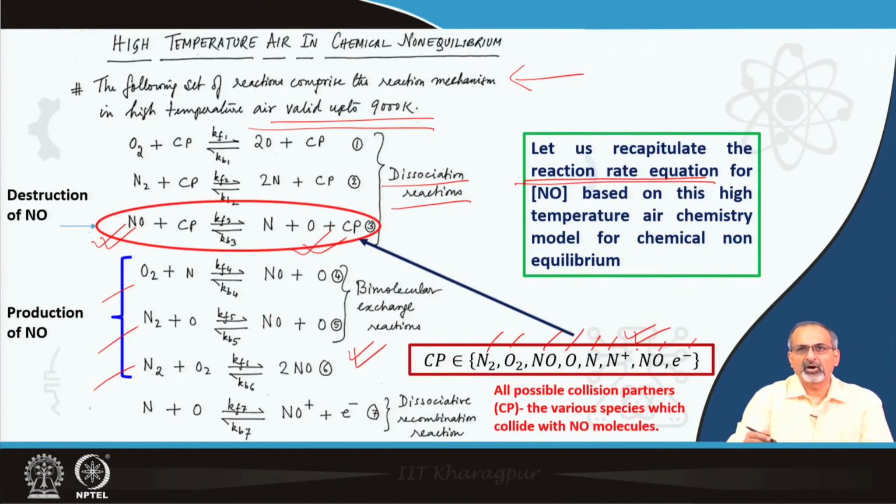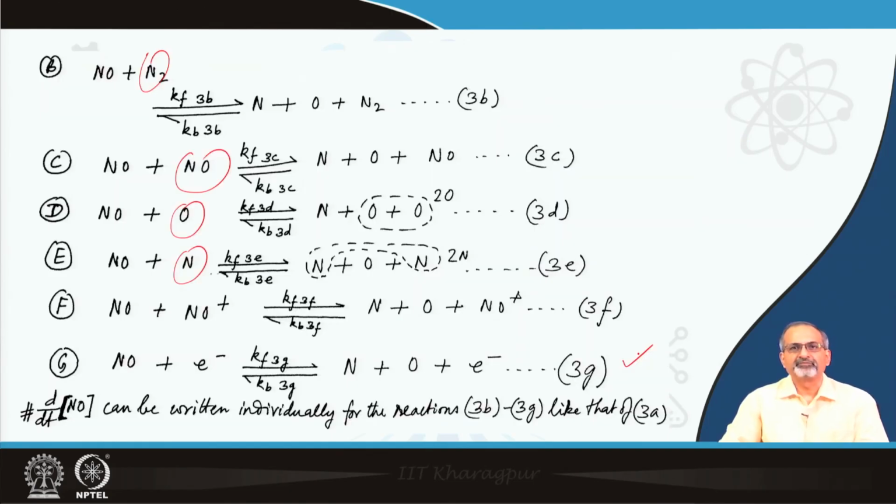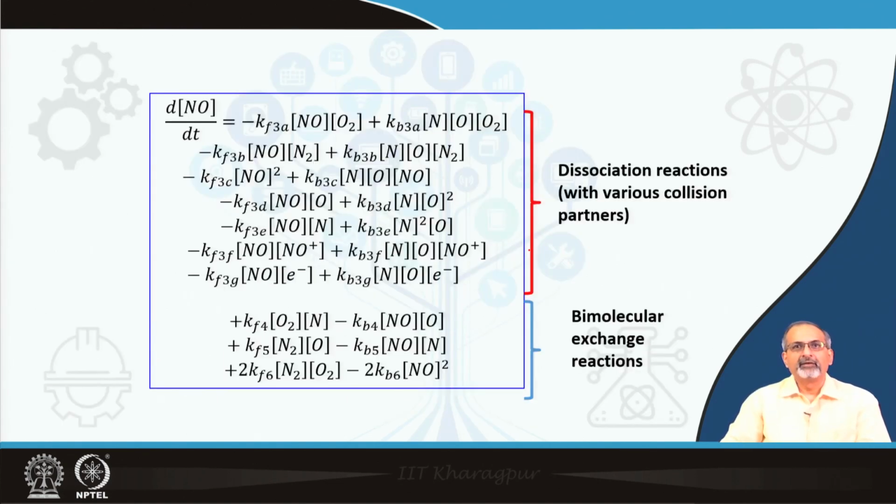There was a small slip over here. This should have been NO plus, which you notice in the equation over here, equation F. Finally, all these equations should find their place in devising the d/dt of NO. You work out the stoichiometric calculations which are shown over here, and finally, when you devise the d/dt of NO, you account for the dissociation reactions accounting for the different collision partners.